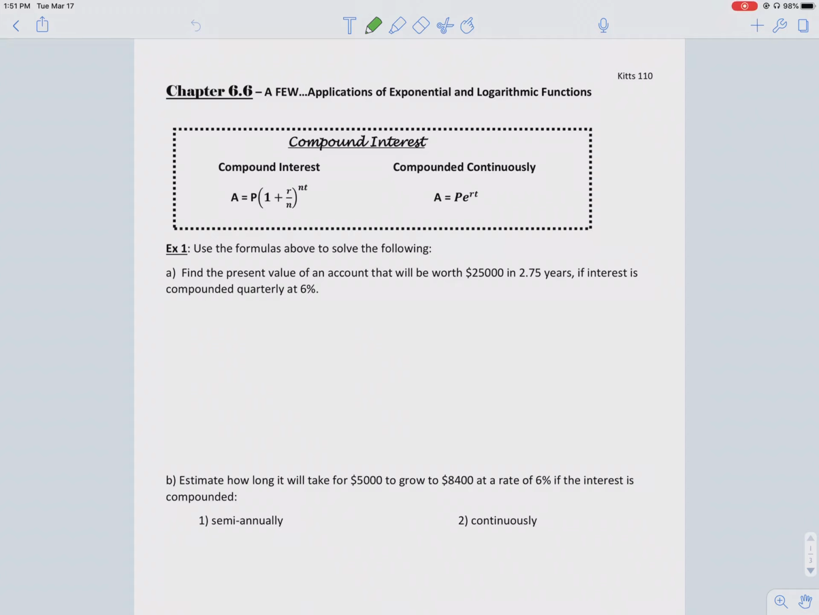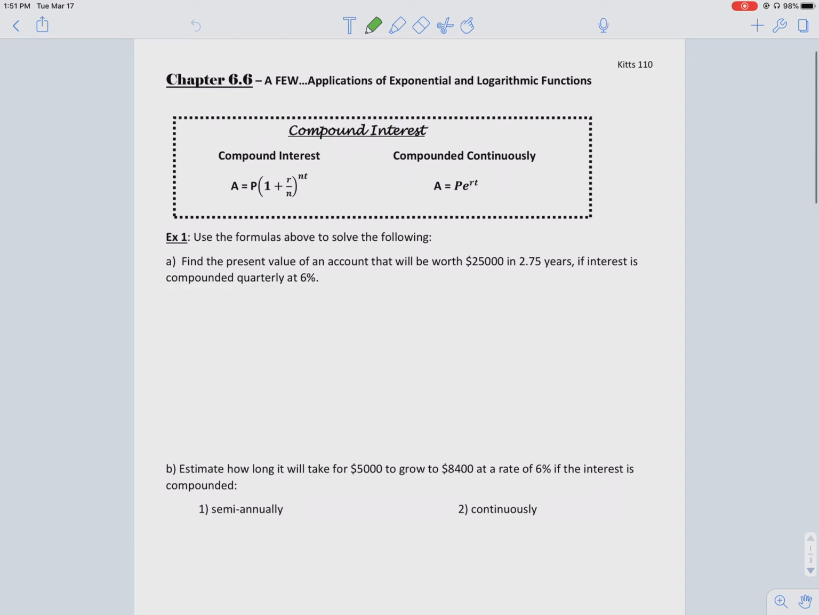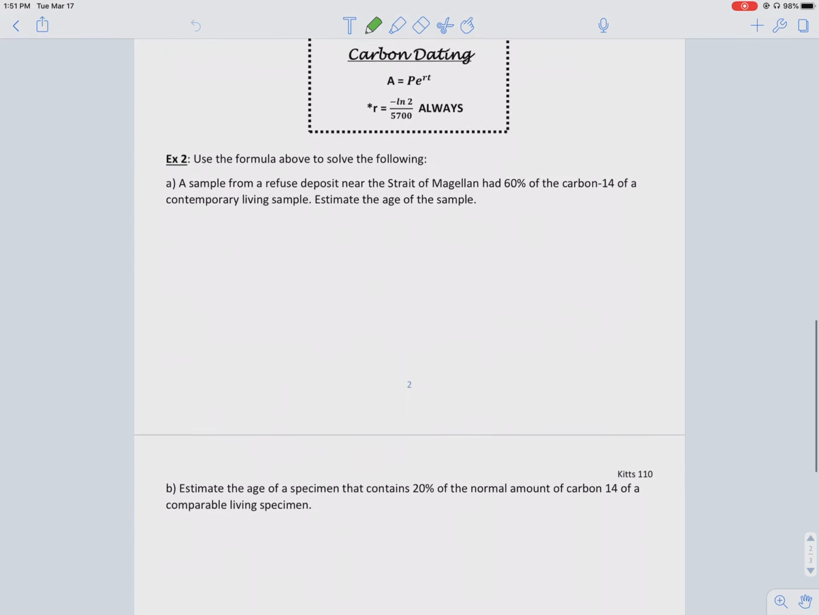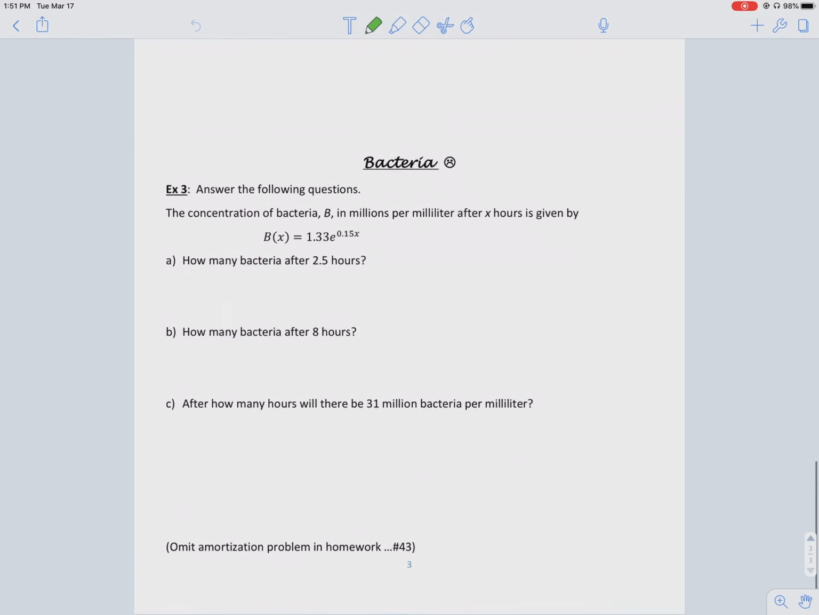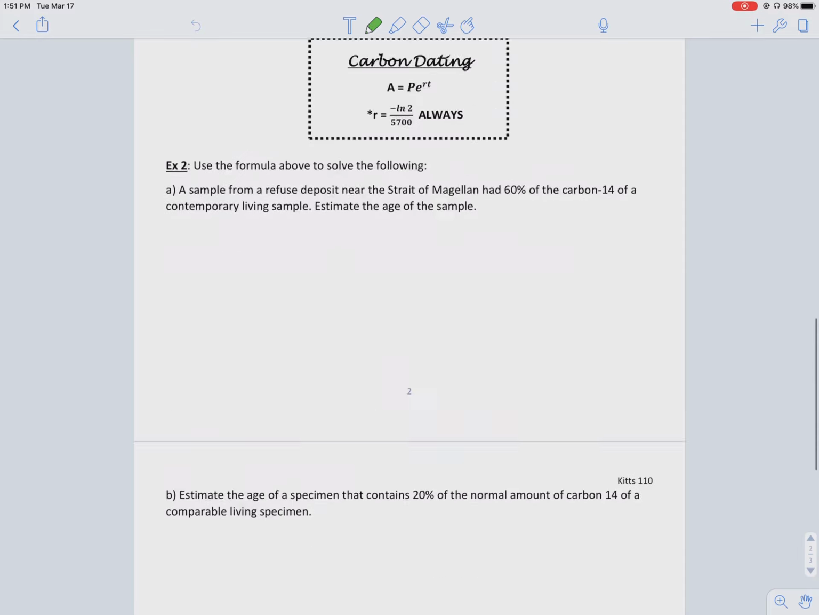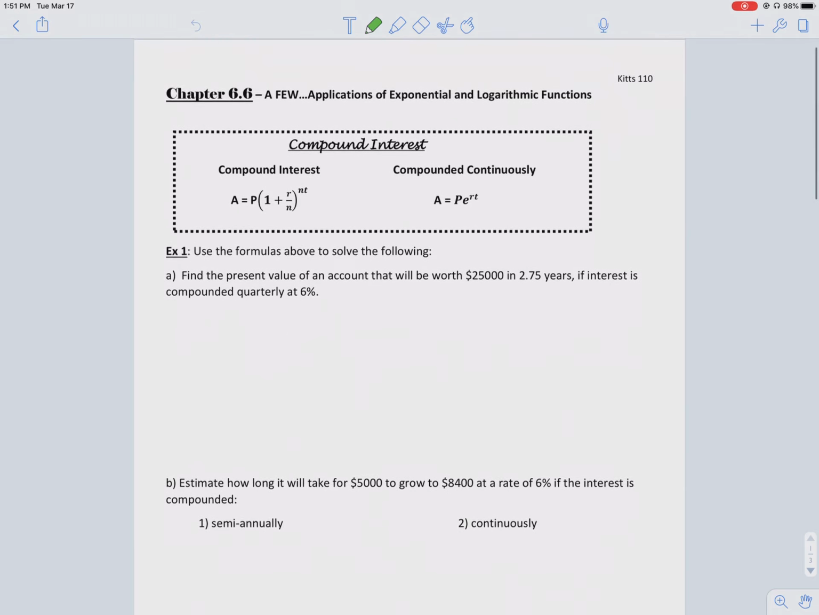So in this section, section 6.6, we're just going to apply what we've learned with exponentials and logarithmic functions. So we're going to be doing compound interest. We're also going to do carbon dating. And last but not least, something that's been in the news, bacteria, the growth of bacteria. So let's start with our compound interest.